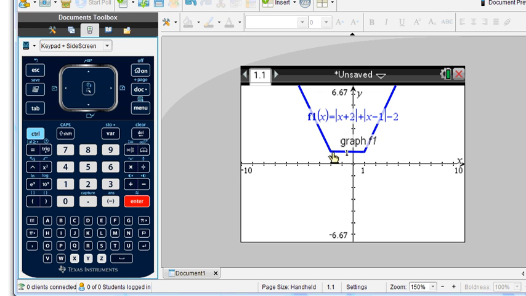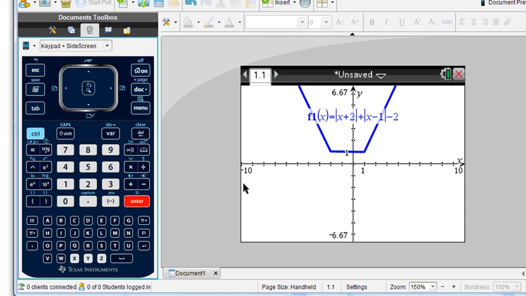And looks like we have a switchover point here. Looks like the function is decreasing as we go from negative infinity toward negative 2, and then constant from negative 2 to 1, and then increasing from 1 to less than positive infinity.